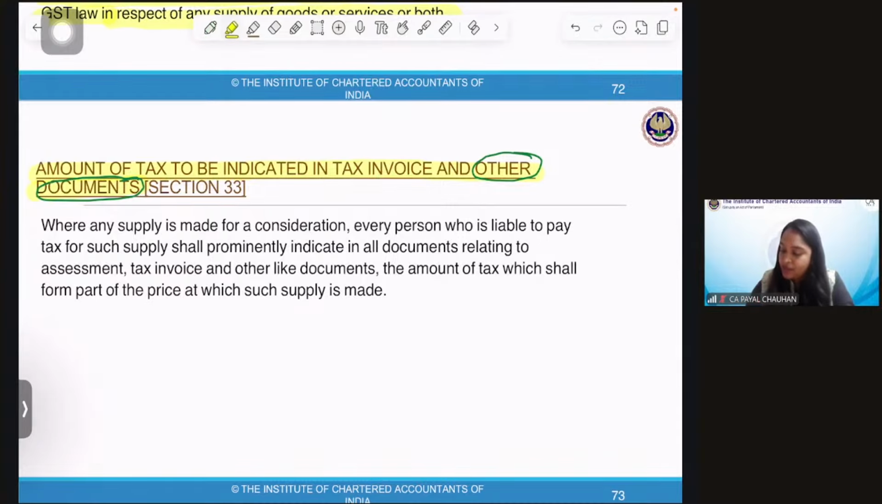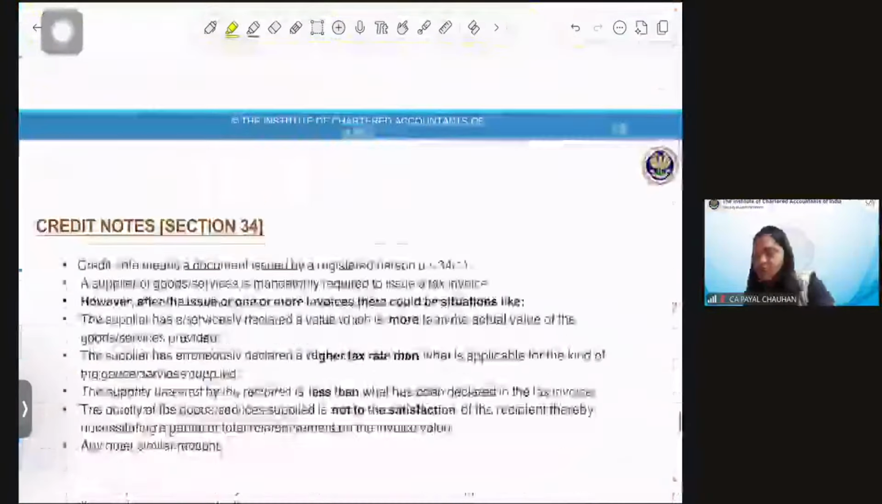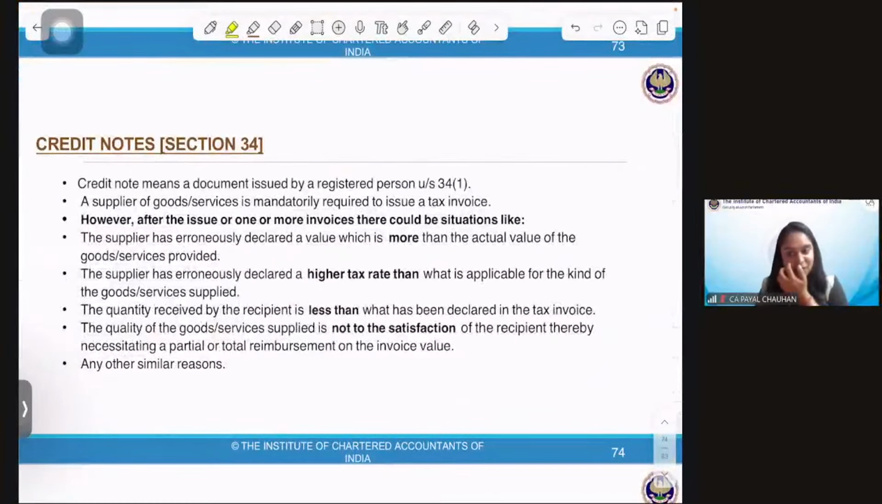Where any supply is made for a consideration, every person who is liable to pay tax for such supply should prominently indicate in all documents relating to assessment, tax invoice, and other like documents the amount of tax which shall form part of the price at which the supply is made. This is very much self-explanatory. Rate along with the amount of tax must be there. Perfect, perfect. So last, section 34.